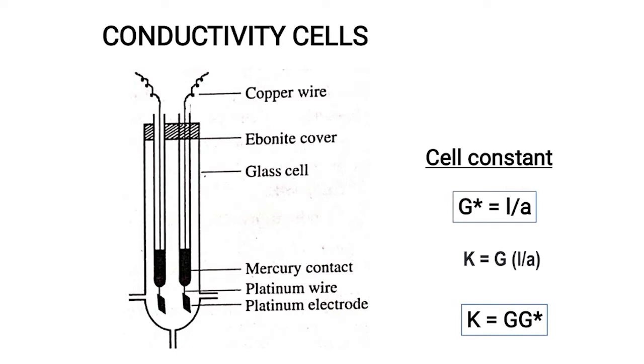Now, if L is the distance between the two electrodes and A is the area of cross-section of these electrodes, the cell constant is given as G star equal to L by A. We know that L and A are constants, therefore the quantity L by A is also a constant. So this cell constant is the factor with which the observed conductance of an electrolyte solution is to be multiplied in order to get its specific conductance, that is K equal to G into G star.